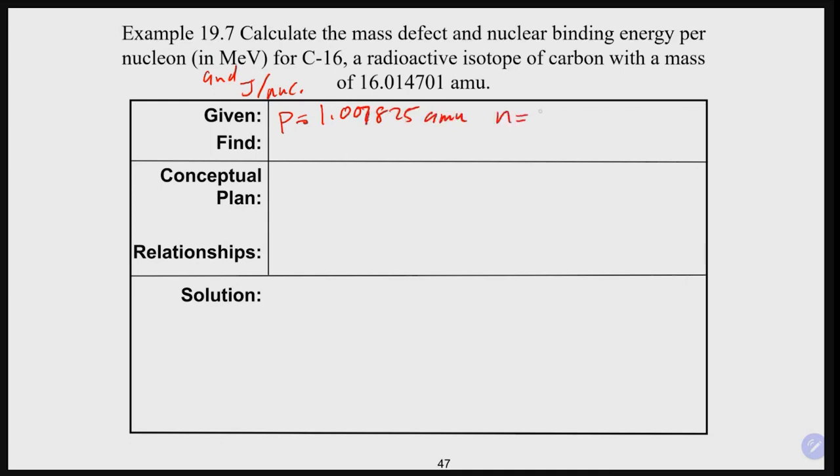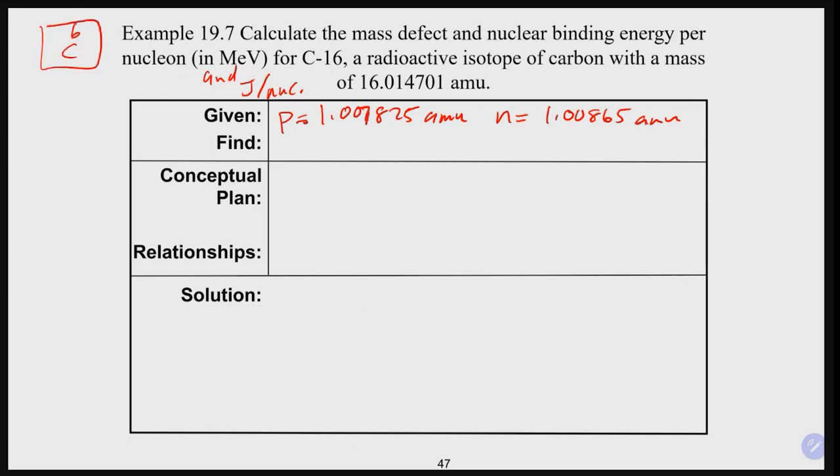And your neutron is 1.00865 AMU. All right, so calculate the binding energy per nucleon in both ways for our carbon-16. Carbon is still number 6 on the periodic table, hopefully. Okay, let's take a look.